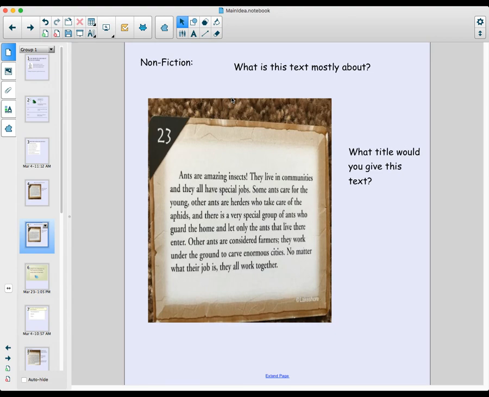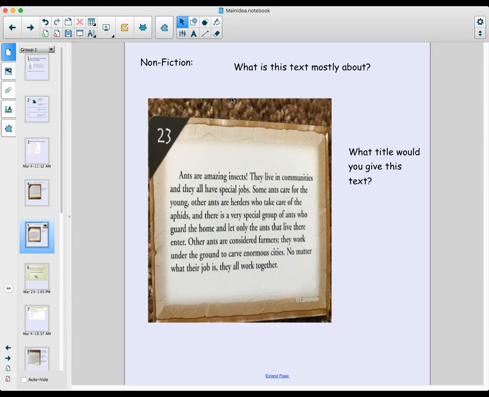What title would you give this text? Again, I'm going to think about that same idea. I can't just call it ants. Maybe I'm going to use that last sentence. Could I say how ants work together? Or how ants use their different jobs together? That's what I'm thinking, but you might have had another great idea. I'm sure you did.